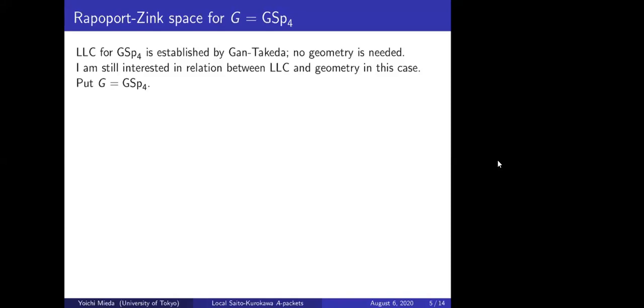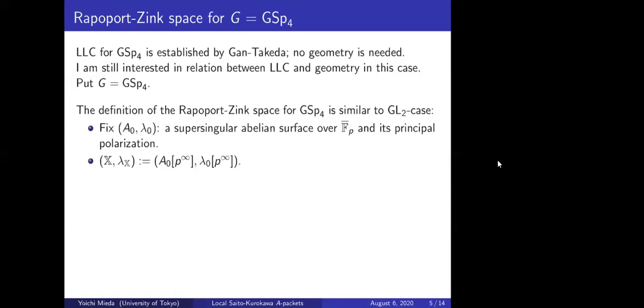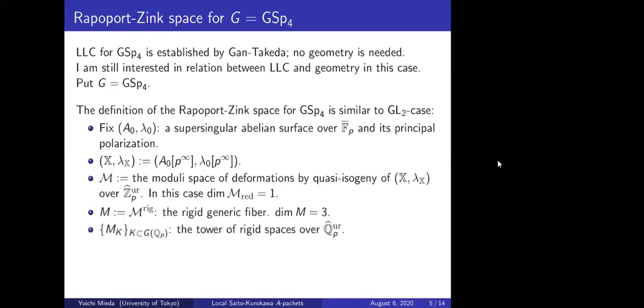Okay. So in this case, the analog of the Rubin-Tate space or the Rubin-Tate tower is called the Rapoport-Zink space, and its definition is similar to the GL2 case. So first, let's fix a supersingular abelian surface and its principal polarization. And let X and lambda_X be the p-divisible group attached to this object. So this X is a two-dimensional p-divisible group, and lambda_X is an isomorphism between X and X dual. And let M be the moduli space of deformations by quasi-isogeny of this object.